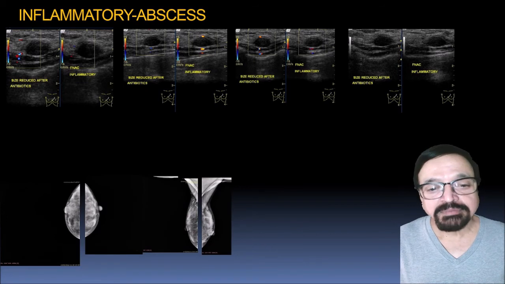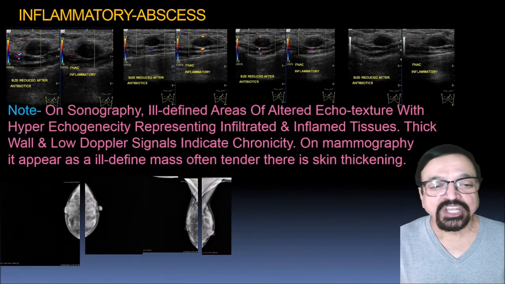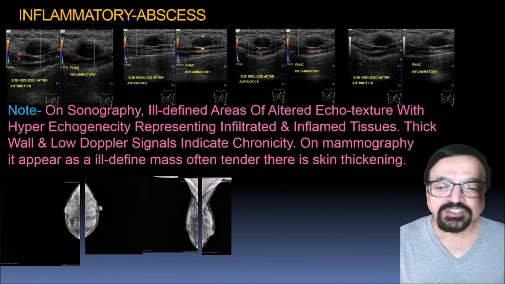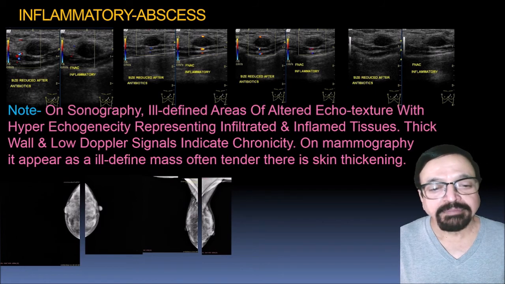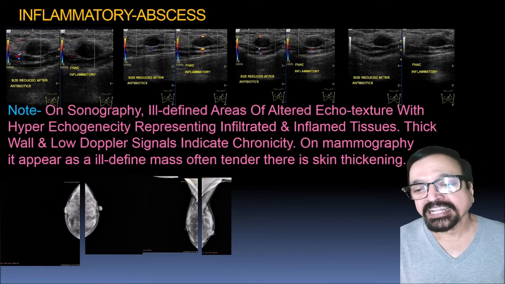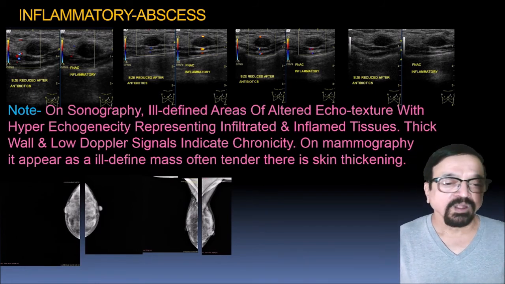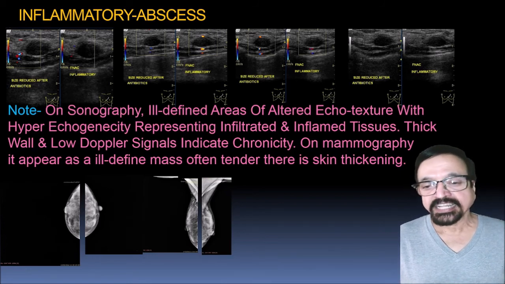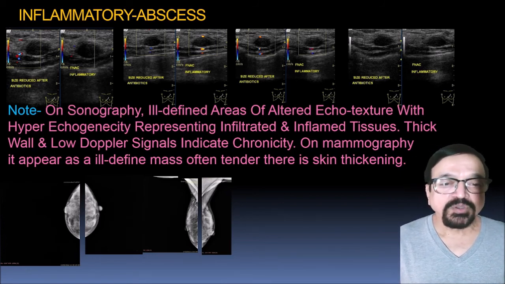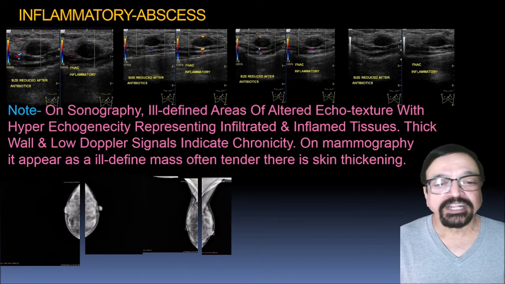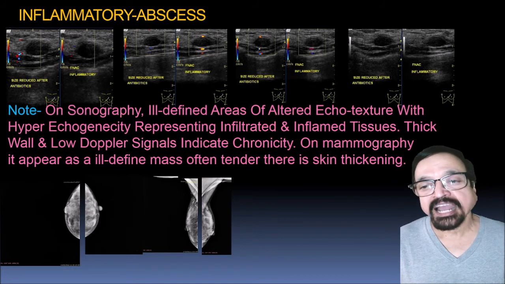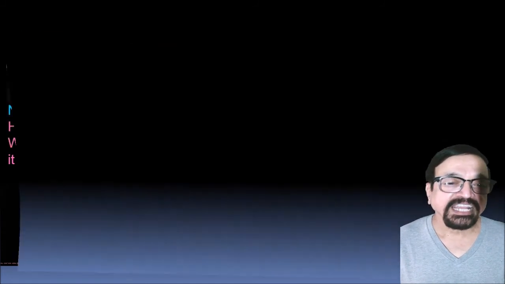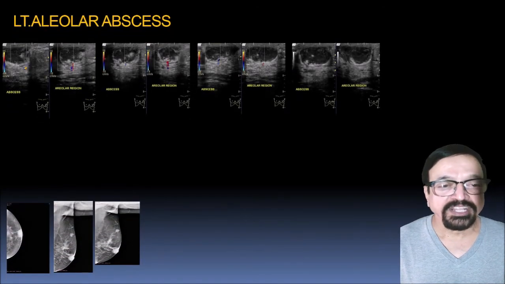Now this mass has subsided after the antibiotics. On sonography, ill-defined areas of altered echotexture with hyperechogenicity representing infiltrated or inflamed tissues, thick wall, low Doppler signal indicate chronicity. And on mammography also you are finding this, but here the most important thing is the patient's symptom has receded after the course of antibiotics. So it was inflammatory, no need to go further.